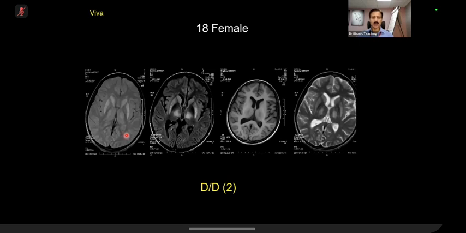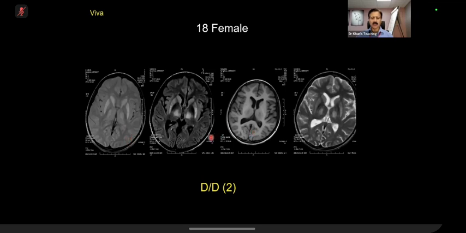Okay. And on a PD weighted sequence, please remember that the CSF is equal in signal intensity to the gray matter. So the vessels appear as a filling defect. And as I told you in the beginning also, PDs are out of fashion these days. But having said that, this is a PD weighted sequence. So PD, FLAIR, and a T1.